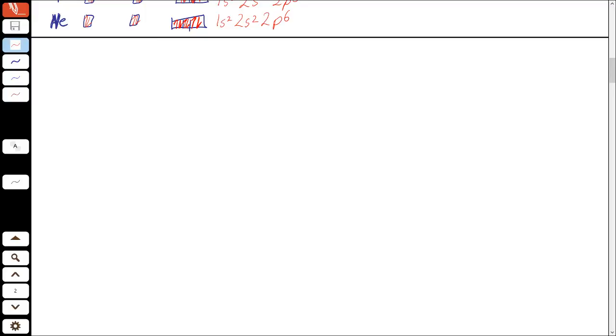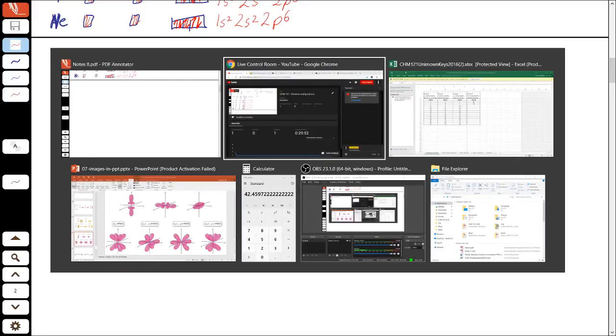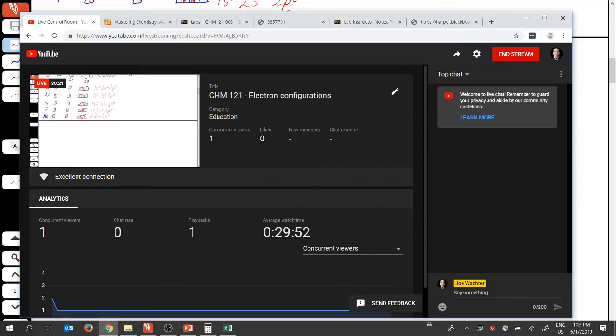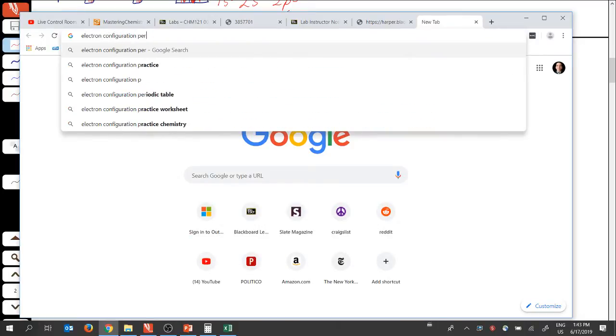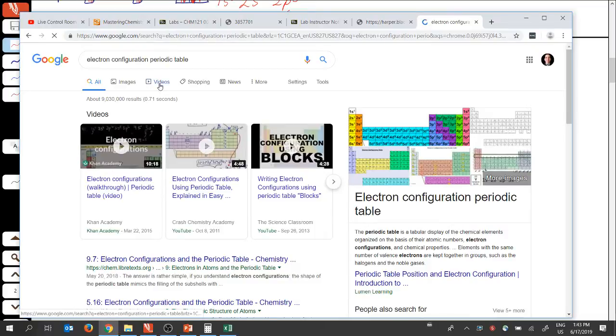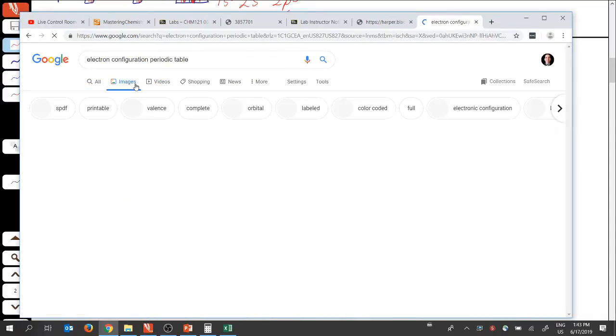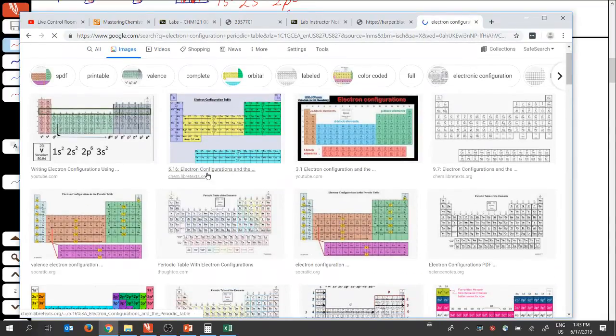So if you look at, and I don't think I have this picture pulled up. See if I can get it real quick here. Let's see if we can find a nice picture of a periodic table that contains the electron configurations.